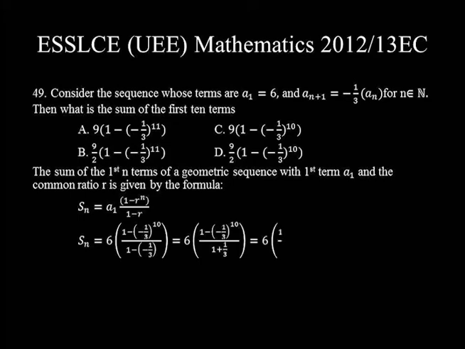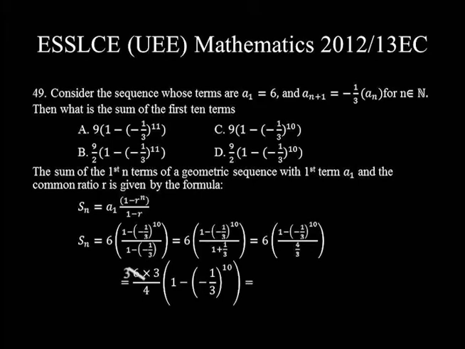which is equal to 6 times 1 minus negative 1 over 3 to the power of 10 divided by 1 means 3 over 3, so 3 over 3 plus 1 over 3 is equal to 4 over 3, which is equal to multiplying the numerator and the denominator by the reciprocal of the denominator, that is by 3 over 4, we will find 6 times 3 divided by 4 times 1 minus negative 1 over 3 to the power of 10, which is equal to, by 2, 3, by 2, 2, so 3 times 3 is 9 divided by 2 times 1 minus negative 1 over 3 to the power of 10.